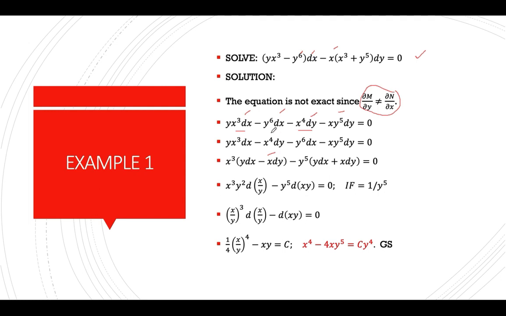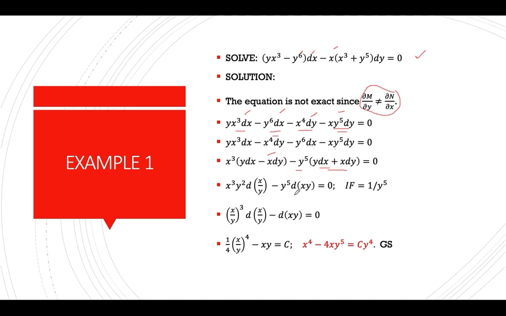And the second and the fourth term can be combined. You can factor out y to the 5th, including the negative sign, which will give you y dx plus x dy. So this is an exact differential of x over y, but you have to multiply by y squared. This one is the derivative of xy.